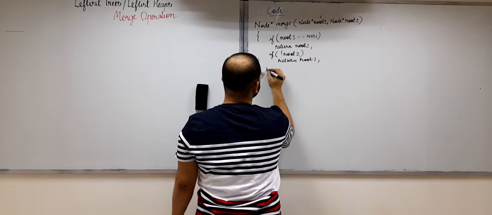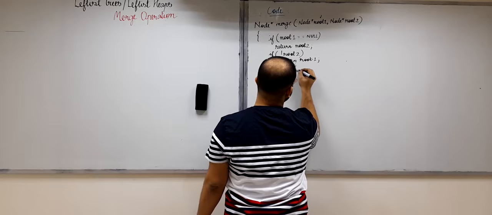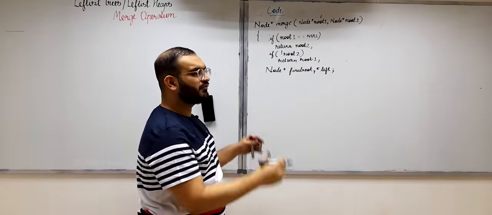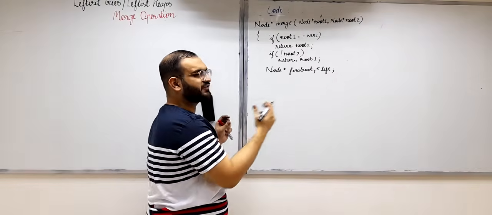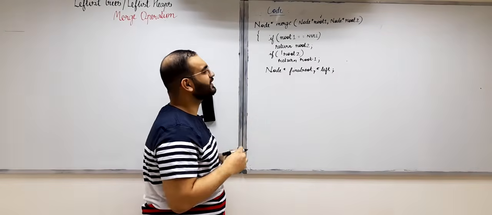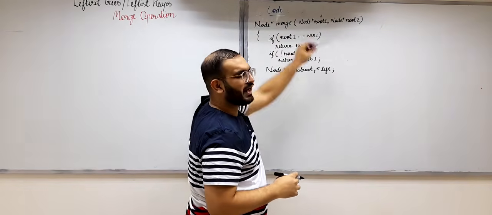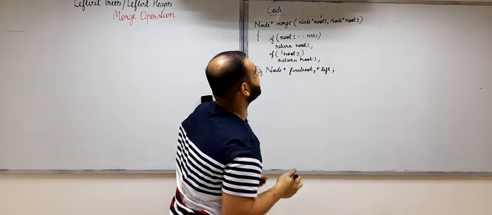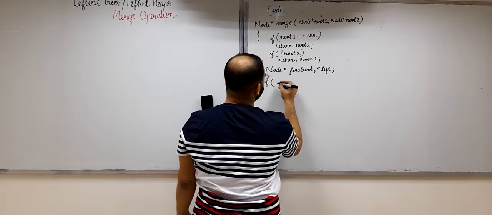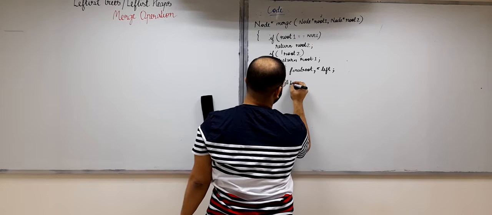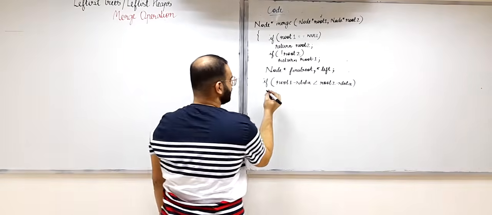Now let us declare some pointers. I'll tell you later why we need this. So now what do we have to do? Now we will compare the value of the root of both the leftist heaps that we have to merge. Let us suppose that heap 1 has a smaller root value, right? That means the data of root 1 is small, right? So if root 1 data is smaller than root 2, in that case what do we do?